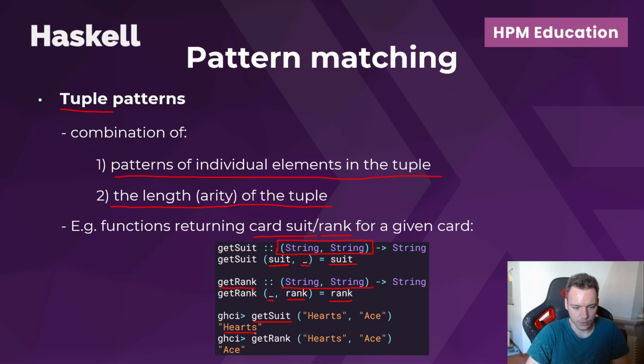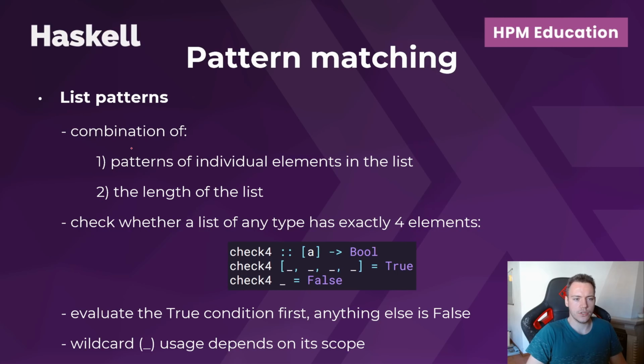Now let's take a look at list patterns, which are a combination of, again, the patterns of the individual elements in the list and the length of the list as well. But with lists in Haskell, we can have infinite lists. However, we can still use a length of a list in a pattern, which we'll see in this example here.